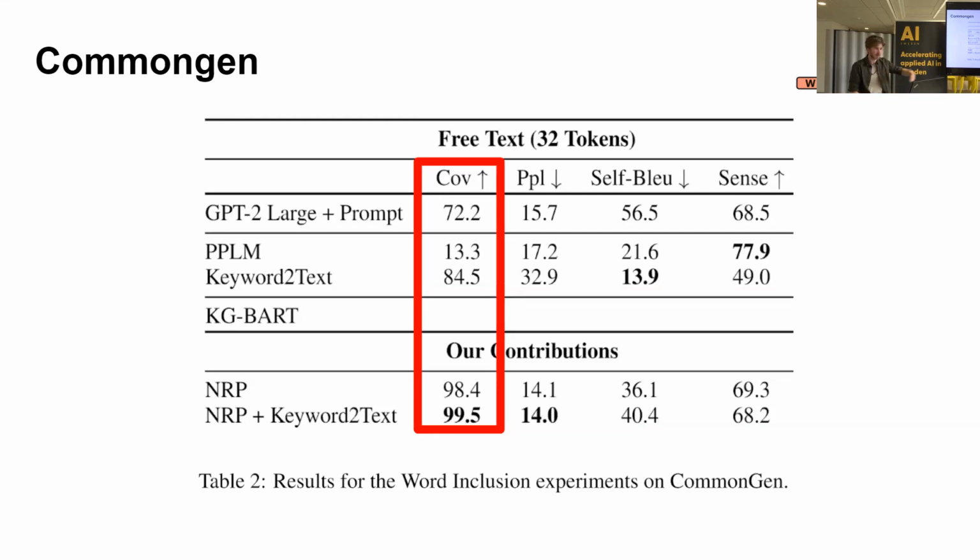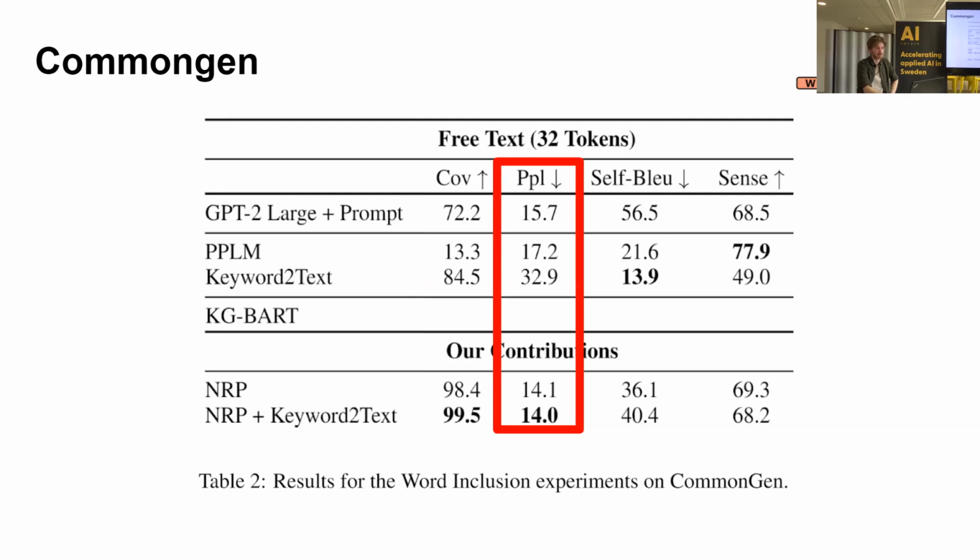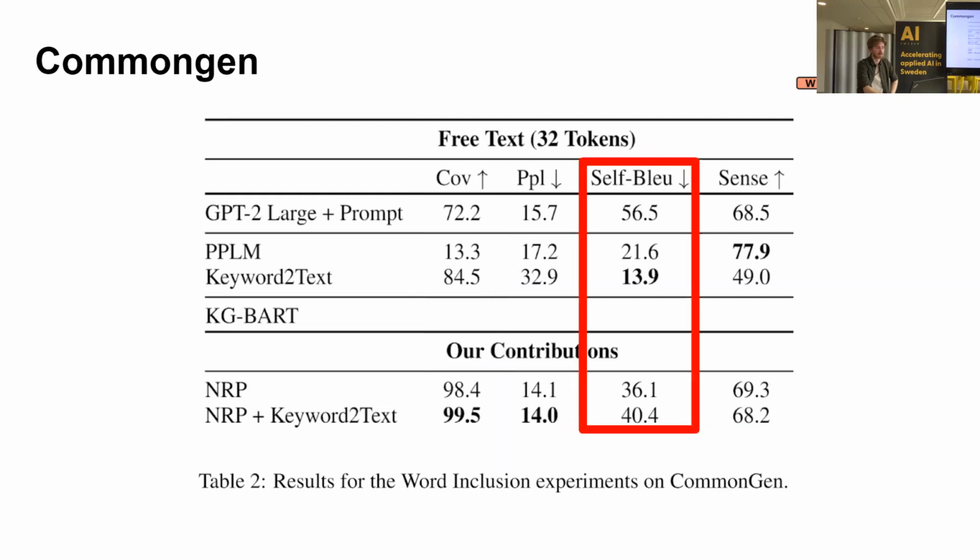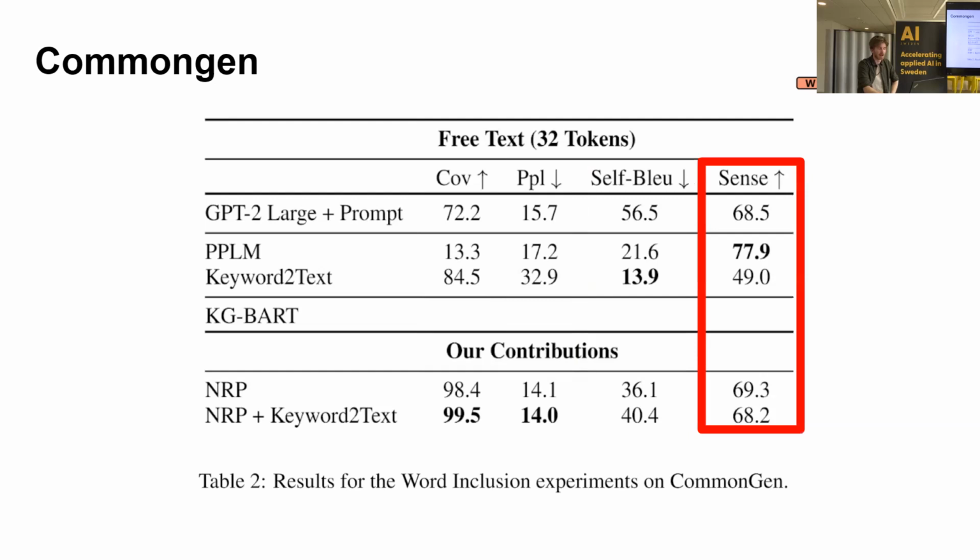You just generate 32 tokens and we have 99.5 or 98.4, depending on what decoding scheme you use here. And it's not really that much to say. Again, we're better in perplexity. Our self-BLEU is again higher. And the common sense is about the same as a common GPT-2 with prompts. But for some reason, PPLM does better here. It's a little unclear why, but it also completely misses the task of coverage.